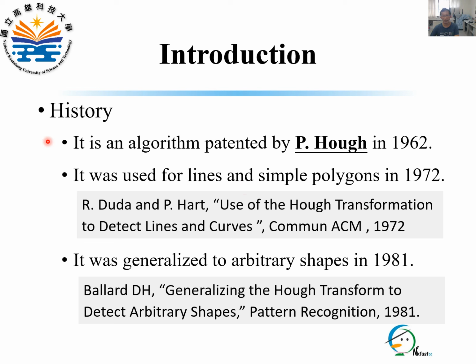Hough transform is an algorithm originally patented by P. Hough in 1962. It was first used for detecting lines and simple polygons by Duda and Hart in 1972. Then, it was generalized to detect arbitrary shapes in 1981.